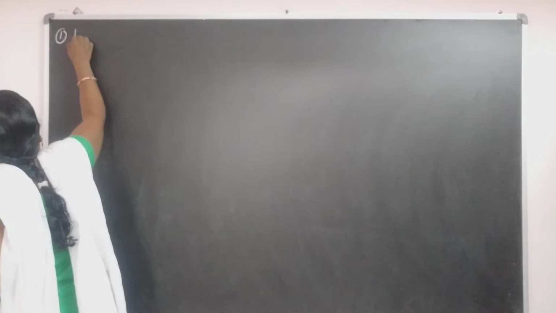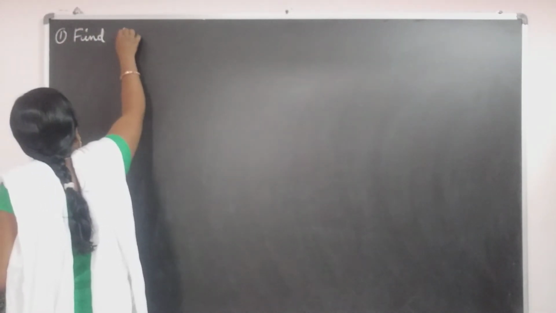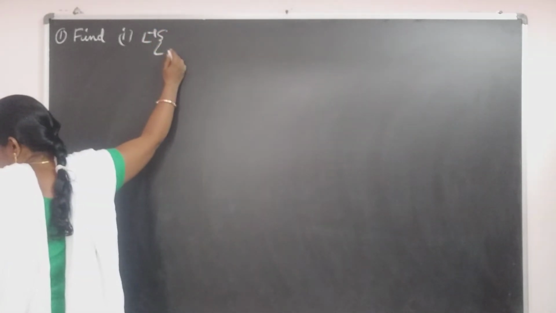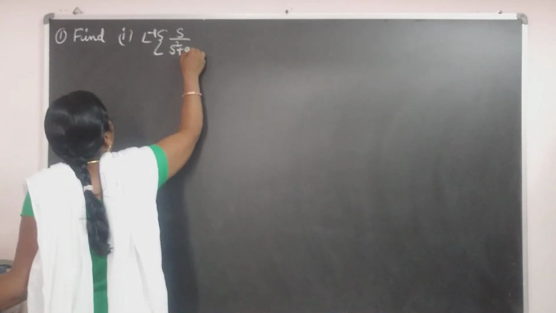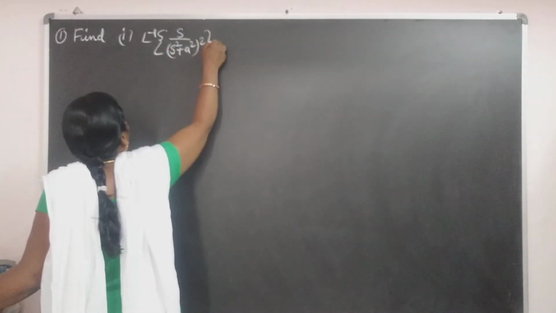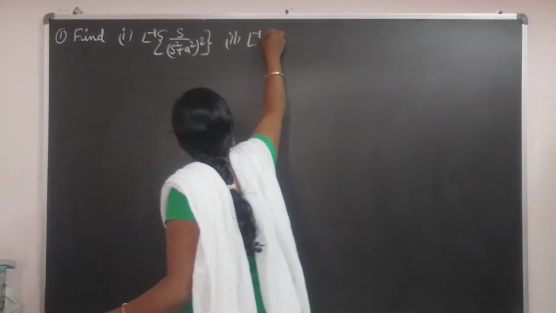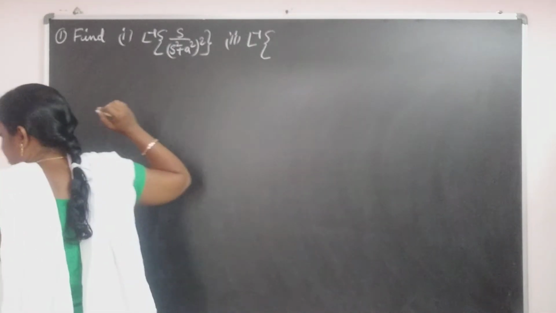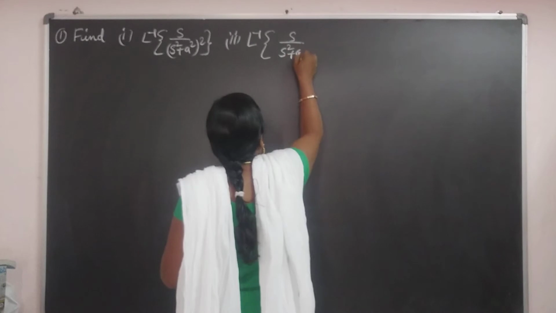Okay, the problem is: find, first, L inverse of S by (S square plus A square) whole square. The second one is L inverse of S by (S square plus 4) whole square.